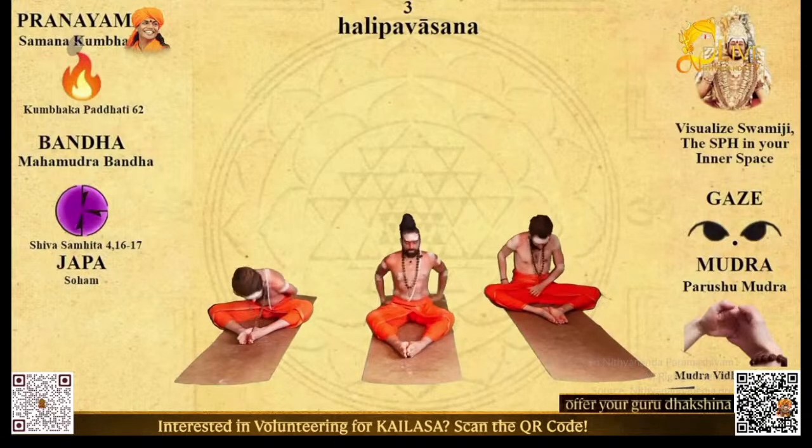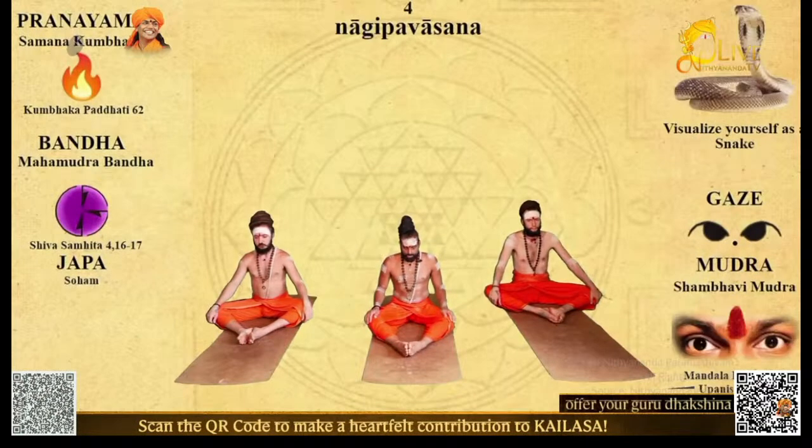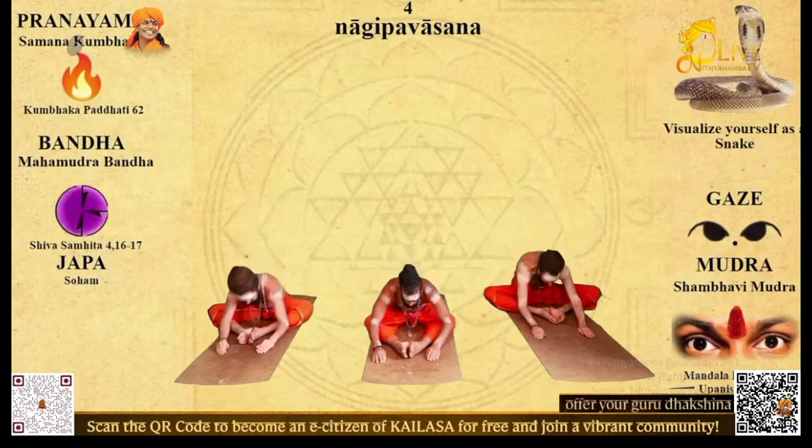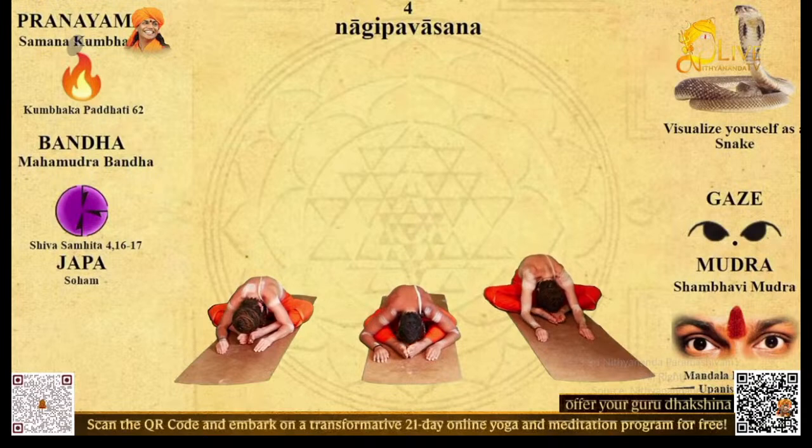Inhale, rise up. The next asana is Nagipasana, as you sit with the same position, soles of the feet together, extended forward. Cup both the hands forward and place them on the ground. Bring the forehead on the ground behind the heels. Visualize snake in your space as you engage all the 3 bandhas.